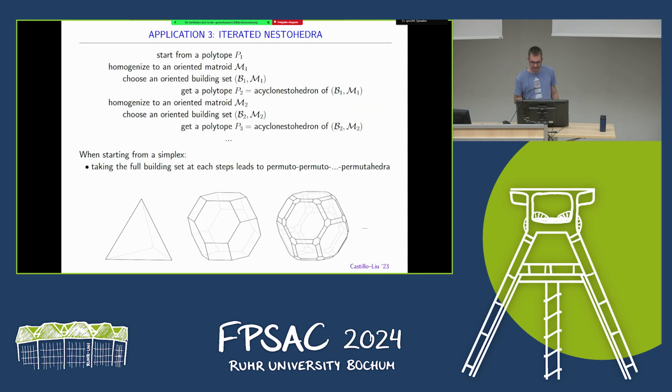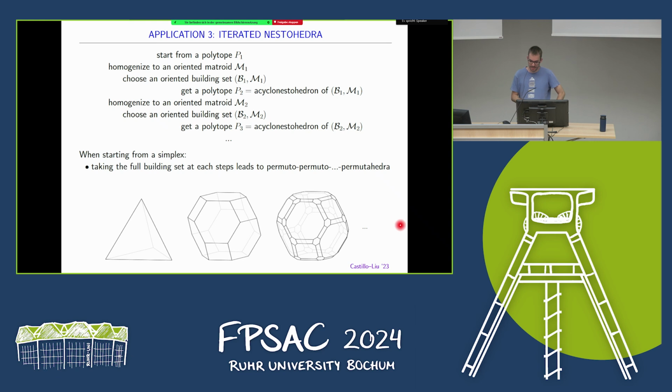And the last application is, well, let's do the following. You start from a polytope. You homogenize this polytope to get an oriented matroid, and you choose an oriented building set. Okay, you get a new polytope, which is an acyclonestohedron. Now homogenize this polytope, choose another oriented building set, and you get a new polytope, which is an acyclonestohedron. And you can keep going and keep going. What you obtain is iterated nestohedra.